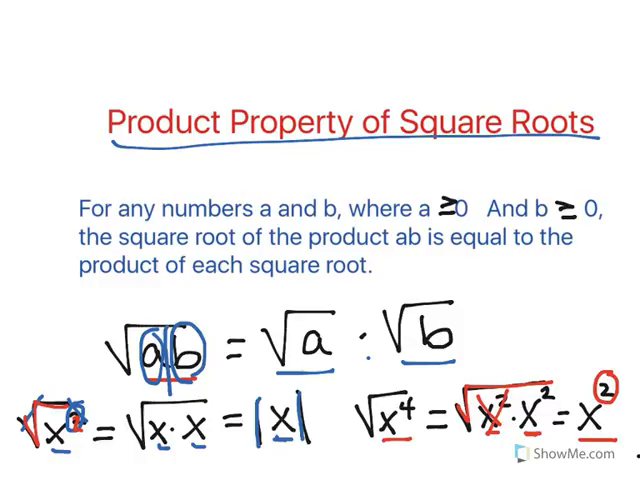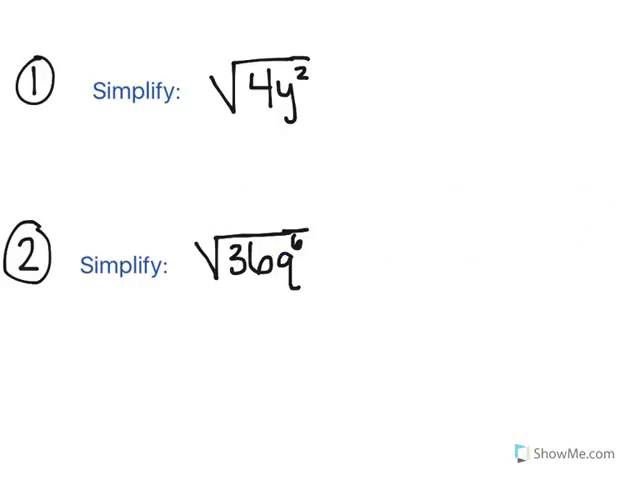I know this can be confusing, so we're going to take this and apply it to some examples here. This first example says we're going to simplify. We're not going to get an answer from here, but we're just simplifying the square root of 4y to the second power. What I'm first going to do is separate the expression.